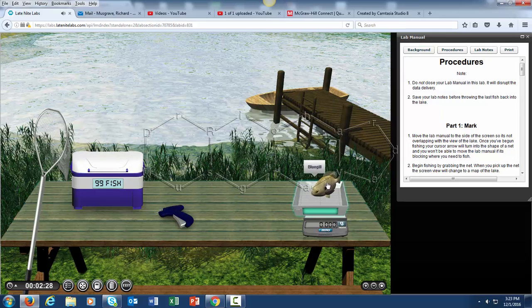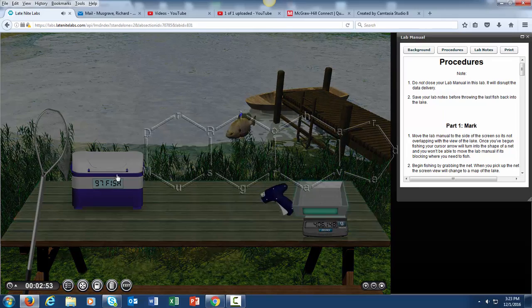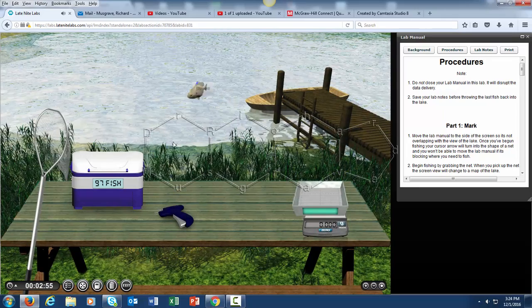Alright, so here's the idea. I stick a fish in here. I've got the length of the fish here and then I've got the mass of the fish here. You're supposed to put these down in your lab notes. Then you tag the fish and throw the fish back in the water. We repeat this process. Measure it, tag it, throw it. Make sure you put it over the water.